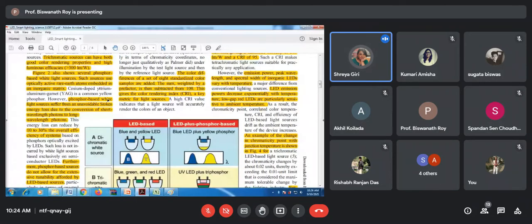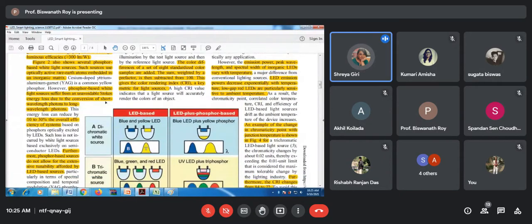Such sources use optically active rare earth atoms embedded in an inorganic matrix. Cesium doped yttrium aluminium garnet, YAG, is a common yellow phosphor. However, phosphor-based white light sources suffer from an unavoidable Stokes energy loss due to the conversion of short wavelength photons to long wavelength photons. This energy loss can reduce by 10 to 30% the overall efficiency of systems based on phosphors optically excited by LEDs.